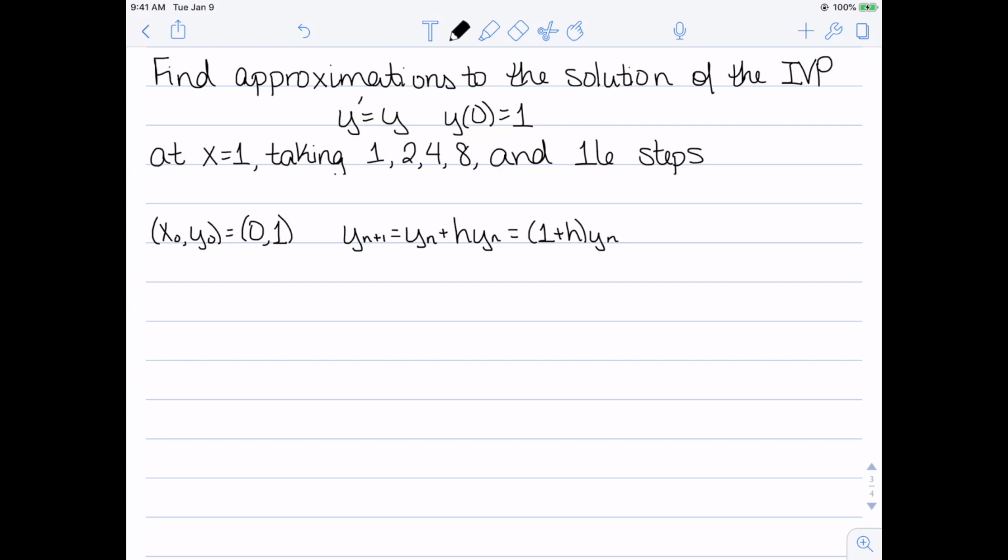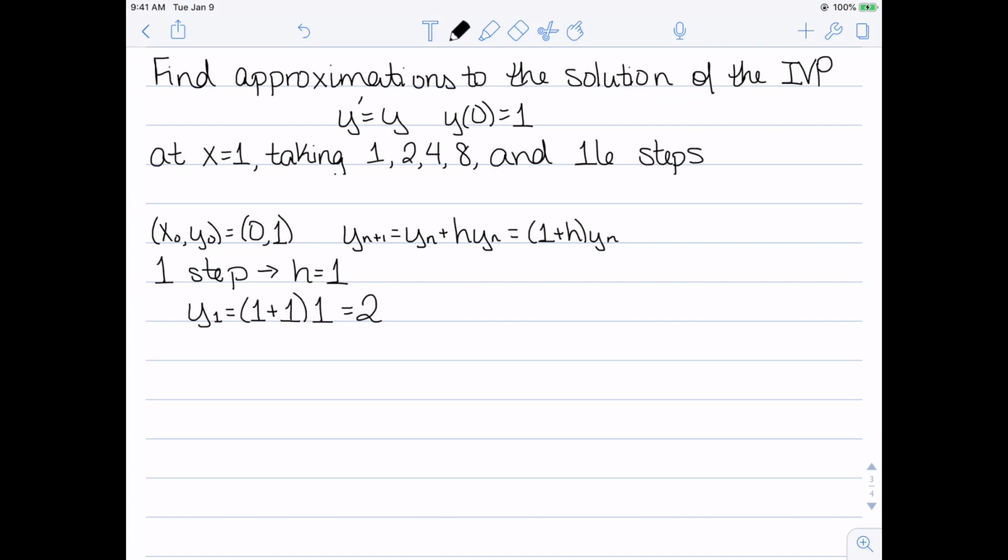So if we want to take one step, then in that case our h value would just be 1, since the distance between our initial point 0 and the point that we care about, x equal to 1, is 1. So then that gives us 1 plus h, which is 1, times y of 0, which is 1, would give us 2.